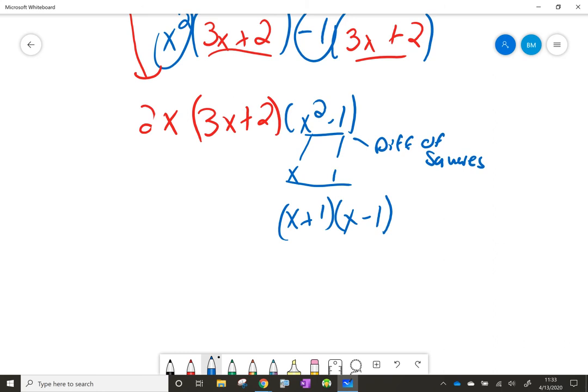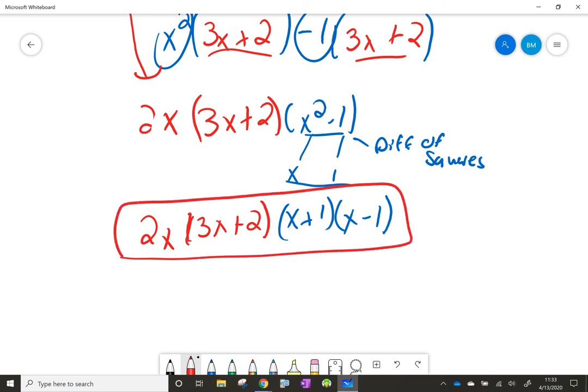So don't forget, the 3x plus 2 could not be factored anymore, but it still exists. It's still here. And the 2x on the outside could not be factored anymore, but it's still there as well. So now this is your final answer, since everything is fully factored. There's nothing left that can be factored.